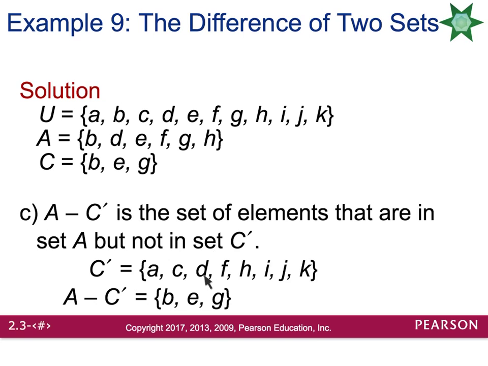D, nope, D's there, so we don't include it. E, E is not there, so we would include it. F, F is there, so we wouldn't. G, G is not, so we would include it. And then finally H, H is, so we would not include it. So the only ones that are in A that are not in C are B, E, and G.